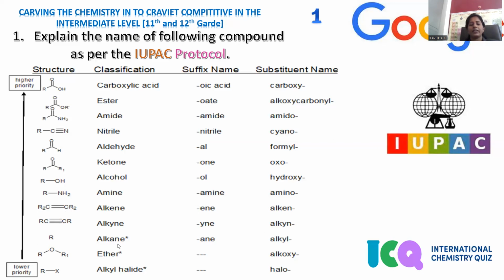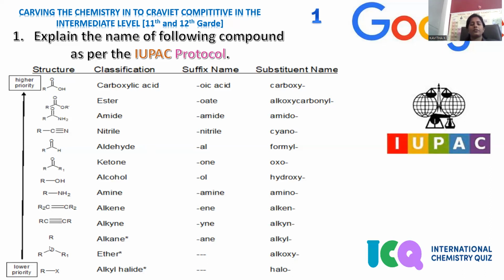Whenever a triple bond is there, it is designated as alkyne, yne will be the suffix, and as a substituent you can mention alkynyl. If only R is there, we can say alkane. Ane we can say saturated because of single bonds, and if it is a substituent, you have to say alkyl. ROR prime is called ether, and alkoxy is the substituent name for this. RX is called alkyl halide, and halo will be the substituent name. This is the way we can go for the classification.